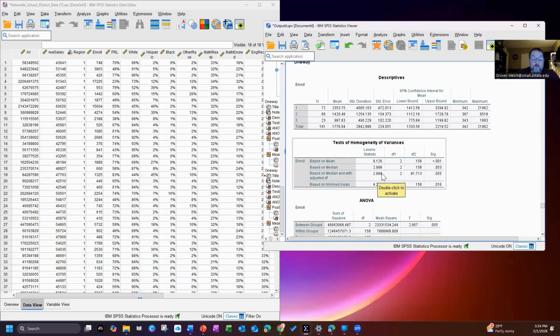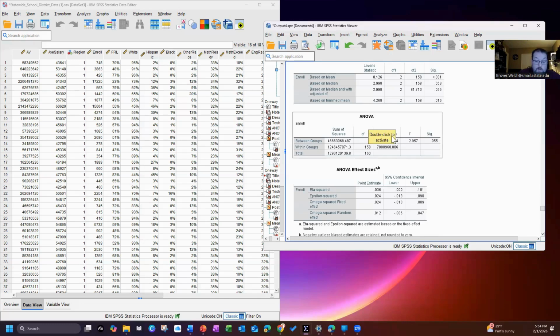We can see from the descriptive statistics that region 1 has a much larger variability in enrollment than the other regions, with a standard deviation of over 4,000 compared to about 1,254 for Region 2 and 490 for Region 5. Here's my descriptive. The results determine if there's a statistically significant difference in enrollment between the three regions.